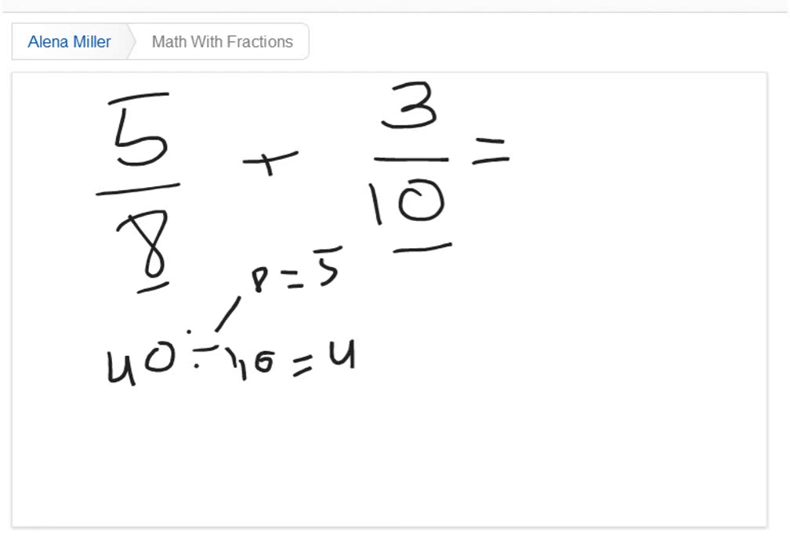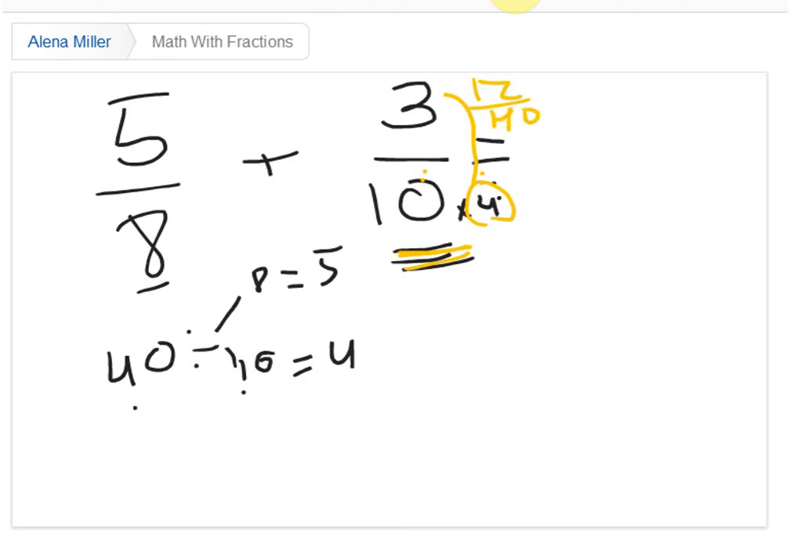Now comes another tricky part, depending on how well you handle fractions. 10 goes into 40 4 times. So you have to times it by 4. But then you always times the top too. If you times 10 by 4, you have to times 3 by 4, which equals 12 40ths, sorry.